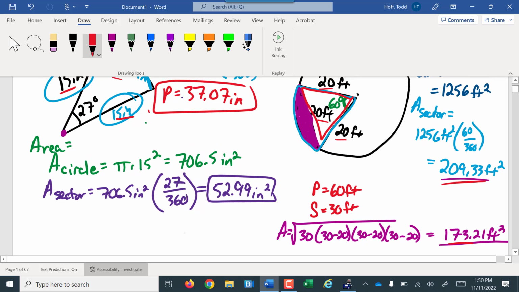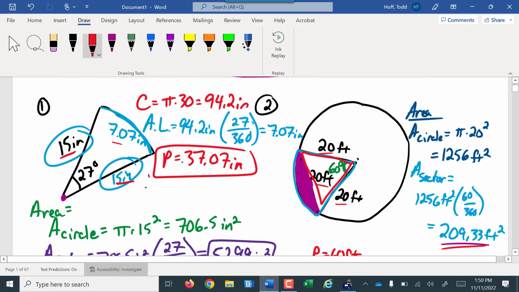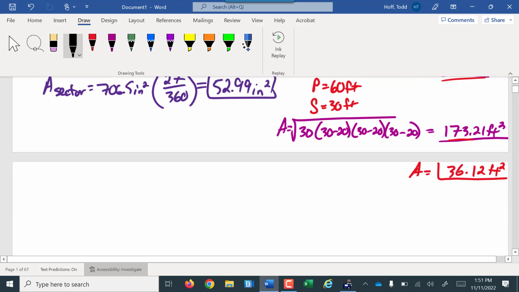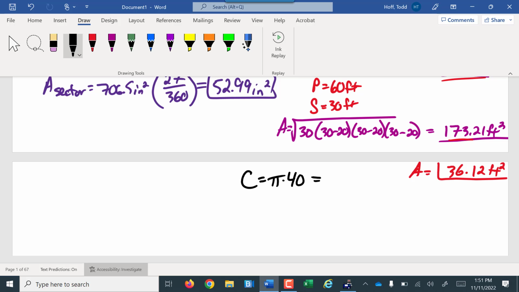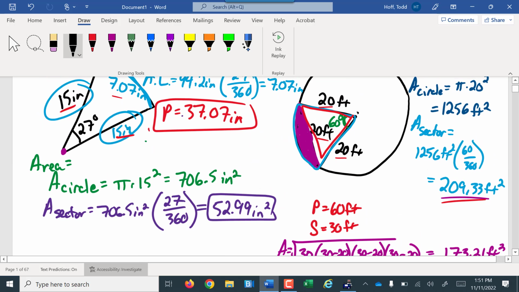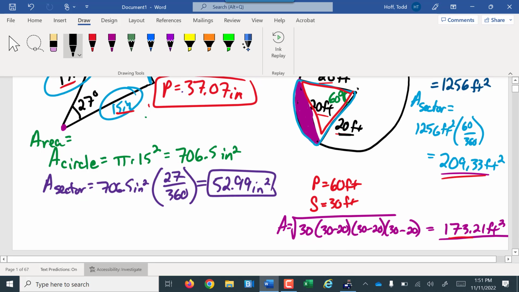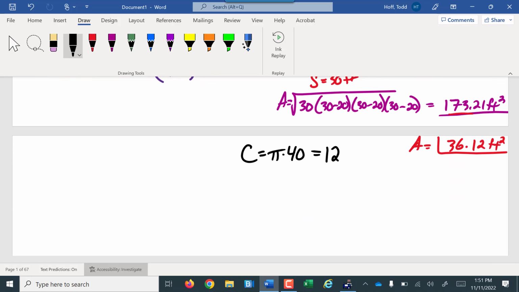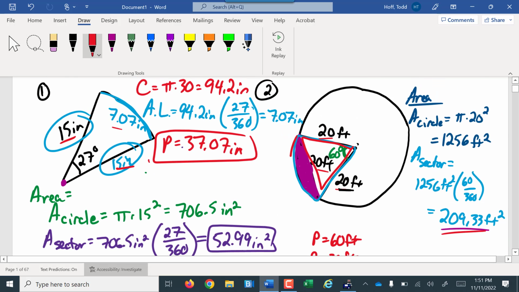Okay. Now we still need to go back and find perimeter. The perimeter of this is actually relatively simple. For the perimeter, we find the circumference of the whole circle. That's pi times 40. Where'd the 40 come from? 20-foot radius, 40-foot diameter, right? So that whole circumference is 125.6 feet. So we want an arc length. The arc length is this length out here.